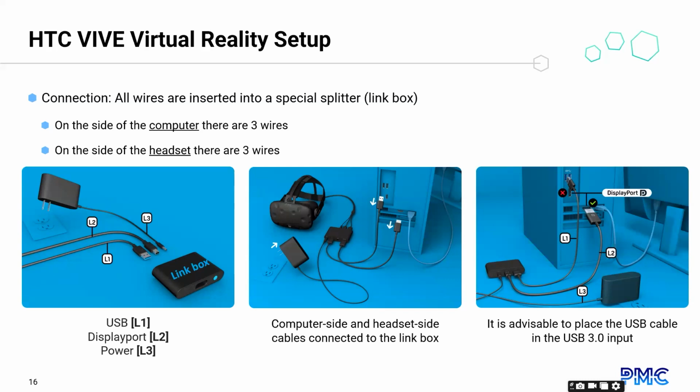In the first image on the left, we have the 3 cables on the computer side. The USB is the L1 cable. We have the DisplayPort, L2. And on L3, we have the power cable that goes into the socket. In the middle image, we have the cables on the computer side and the headset side connected to the link box. And in the image on the right, the last image, we have in detail the cable that connects the computer: the DisplayPort and USB.